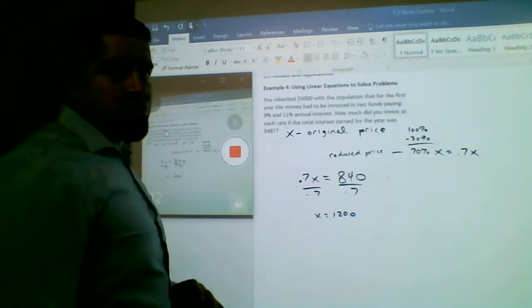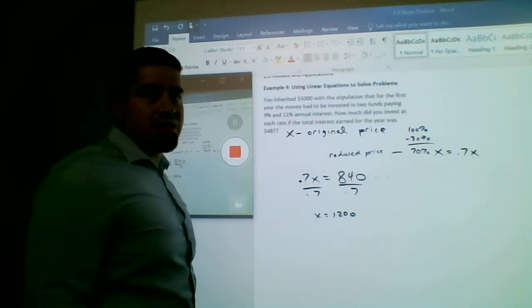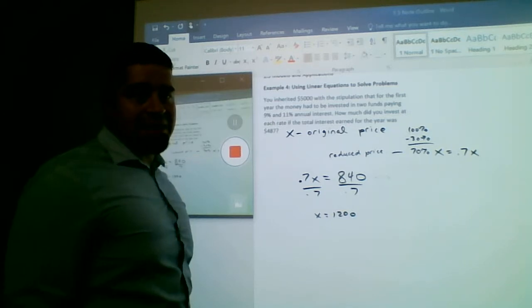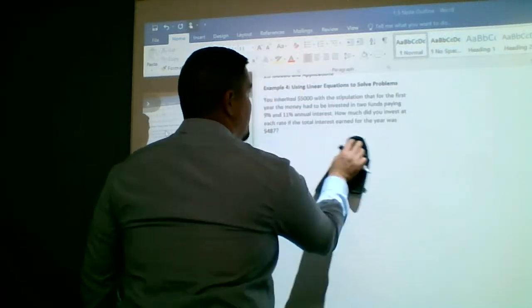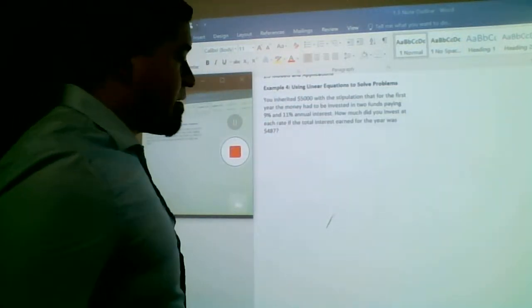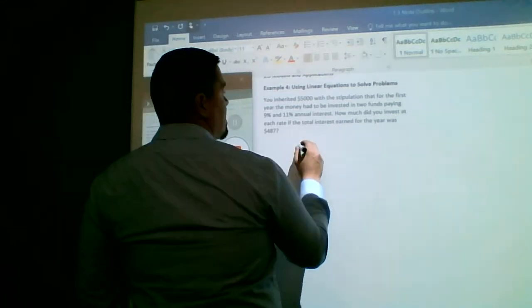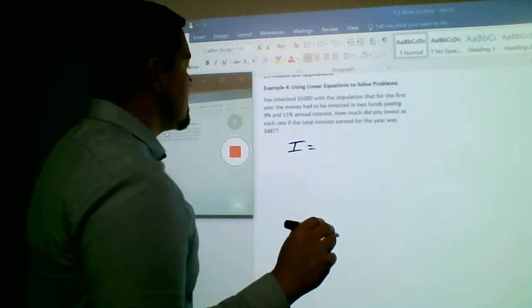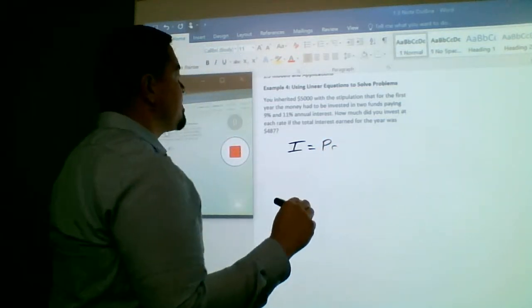Okay, so here it says you inherited $5,000 with the stipulation that for the first year the money had to be invested in two funds, paying 9% and 11% annual interest. How much did you invest at each rate if the total interest earned for the year was $487? Okay, so it turns out that you would have to use the formula for simple interest, which is P times R times T. Interest equals the principal times the rate times the time.